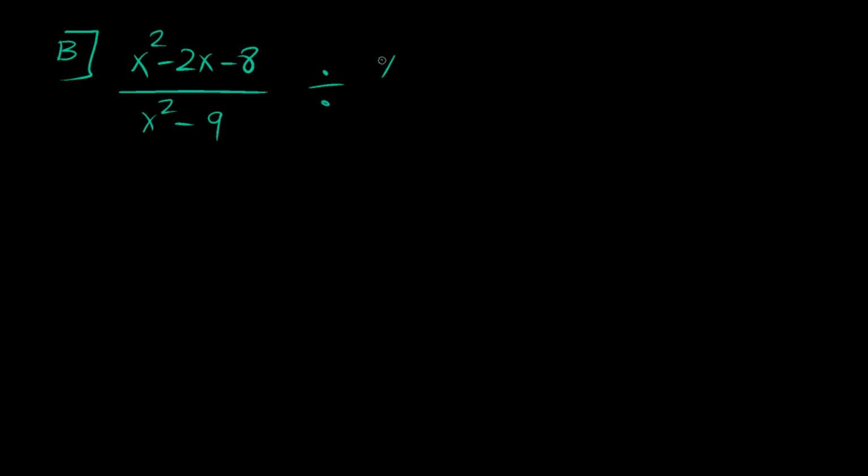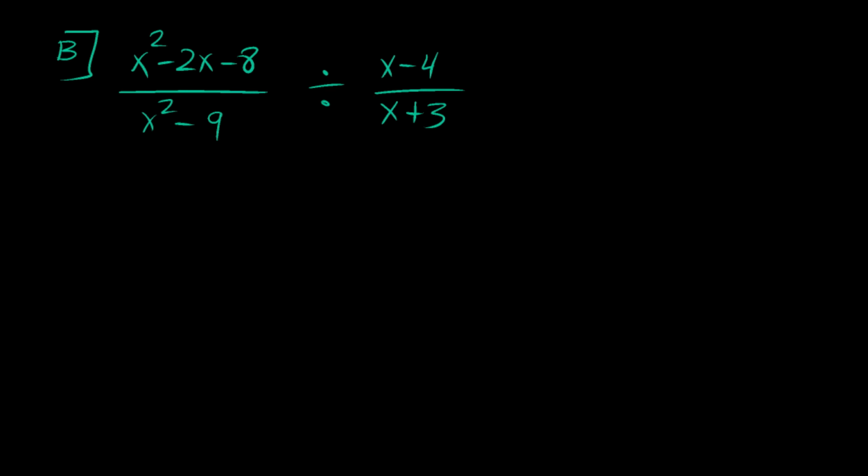Alright, let's do another one. Division B. Let's say if we had x squared minus 2x minus 8 divided by x squared minus 9, divided by x minus 4 over x plus 3.